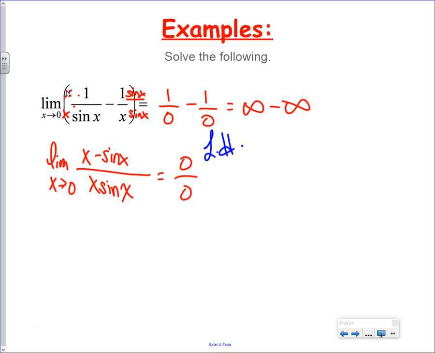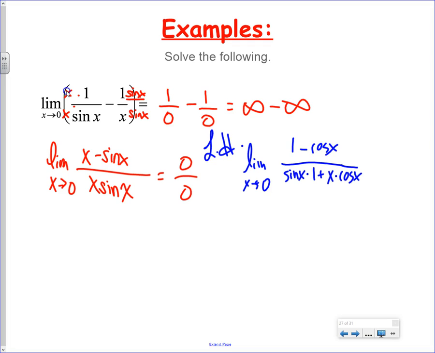You guys are taking the derivative of the top and the bottom, yeah? We're on section 7.7. When you differentiate the top, the derivative of x is just 1. Derivative of sine? Cosine. Product rule: second times derivative of first, plus first.